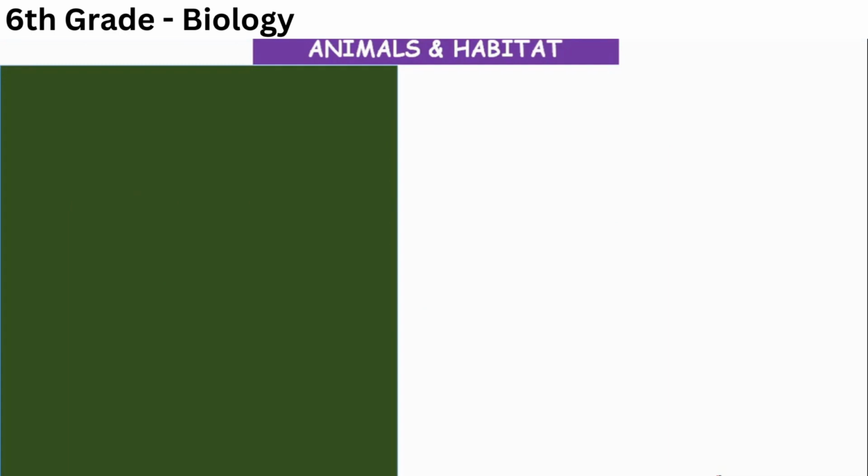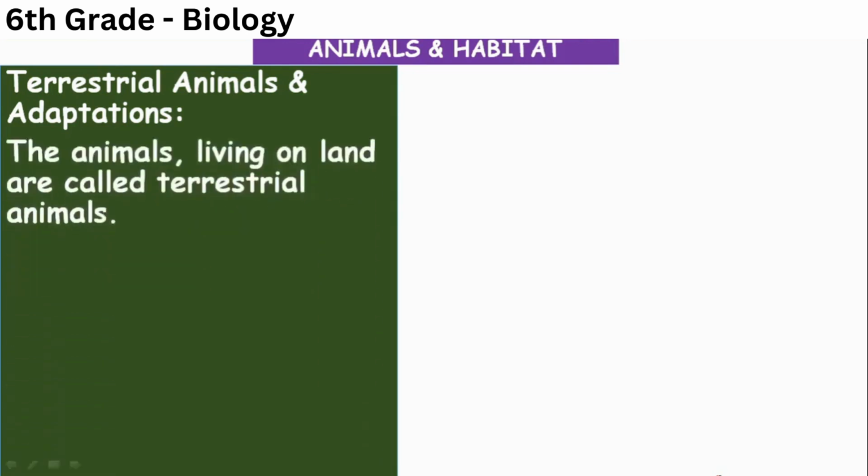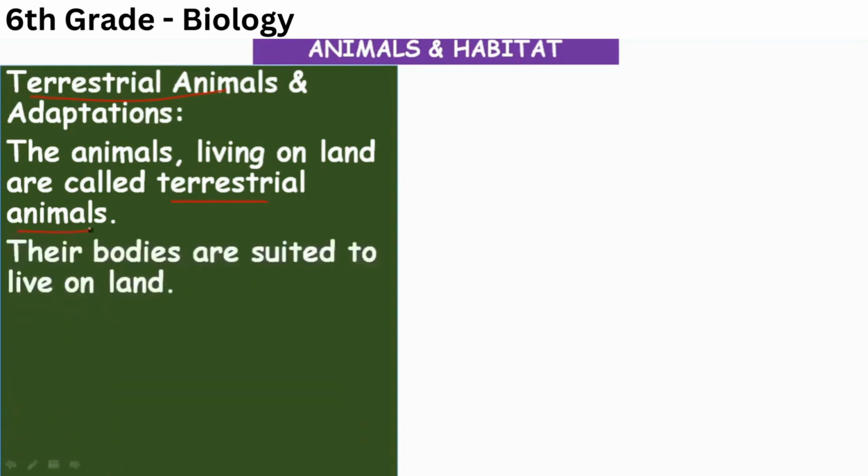Animals and habitat, terrestrial animals and adaptations. So the animals living on land are called terrestrial animals. What are terrestrial animals? Animals living on land are called terrestrial animals.